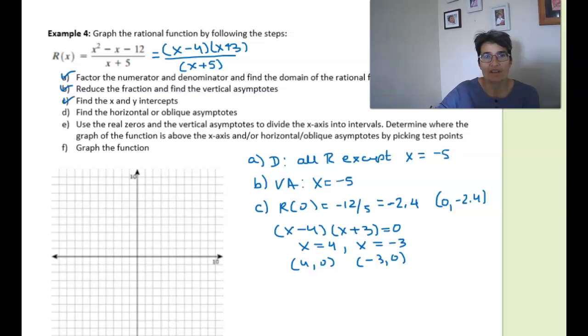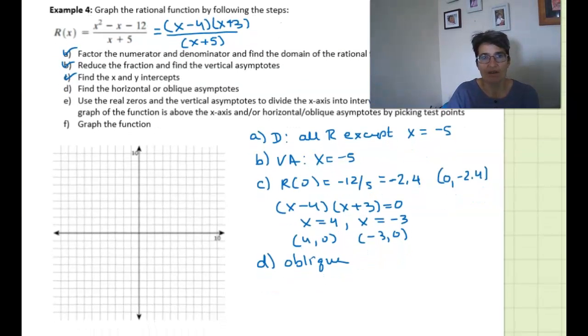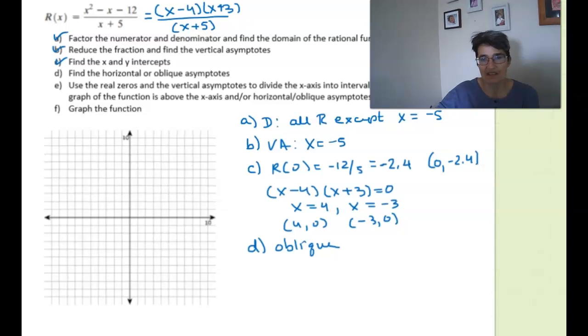Alright, horizontal or oblique asymptotes. So we see that the power on the top is exactly one more than the power on the bottom, which means that we have an oblique asymptote. Okay? We've got to do the long division. So we're going to take x squared minus x minus 12 divided by x plus 5.